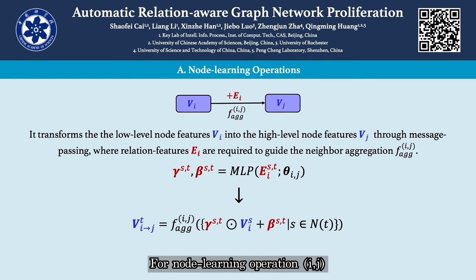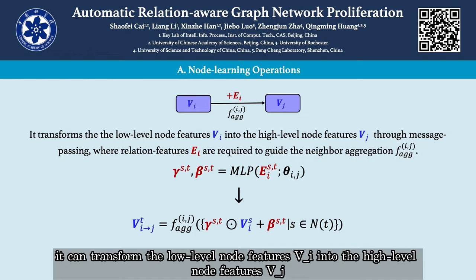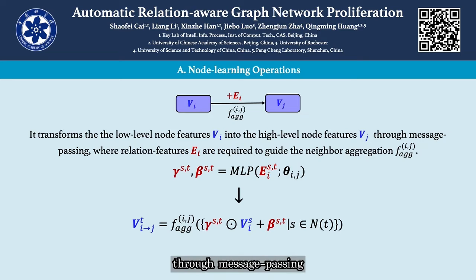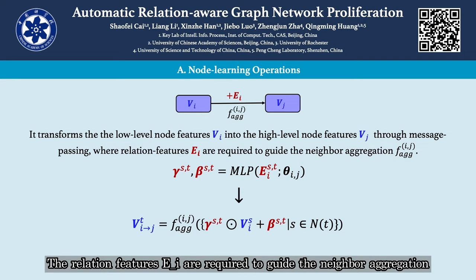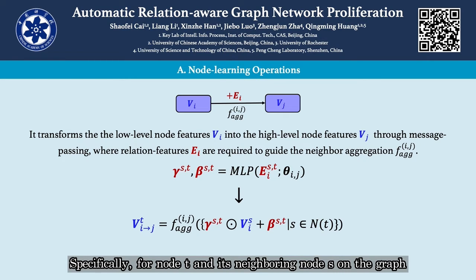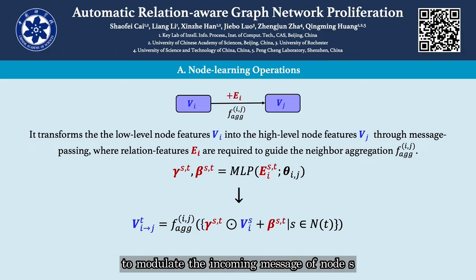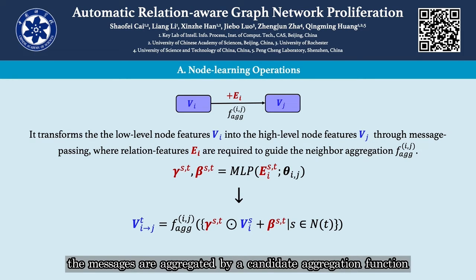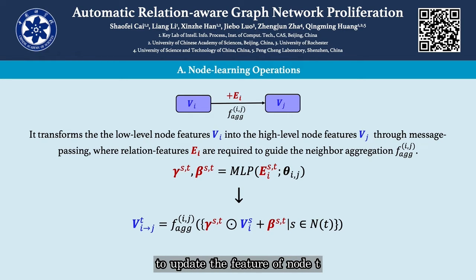For node learning operation, IJ, it can transform the low-level node features, VI, into the high-level node features, VJ, through message passing, in which the relation features, EI, are required to guide the neighbor aggregation. Specifically, for node T and its neighboring node S on the graph, we first calculate the affine transformation gamma and beta to modulate the incoming message of node S. After that, the messages are aggregated by a candidate aggregation function to update the feature of node T.